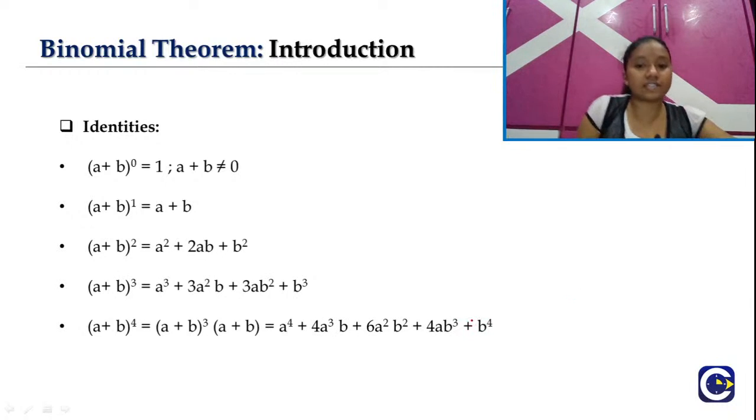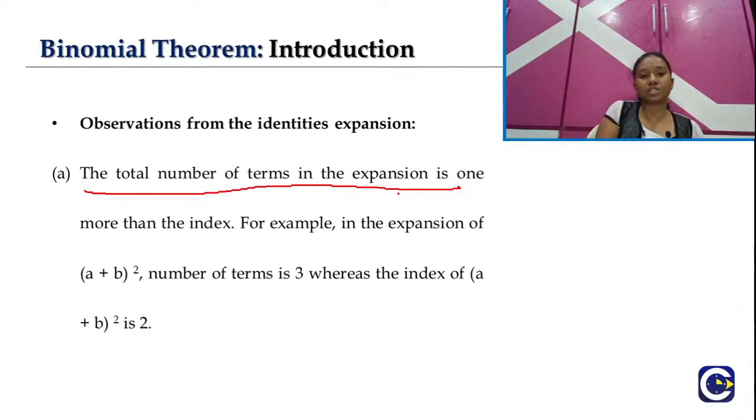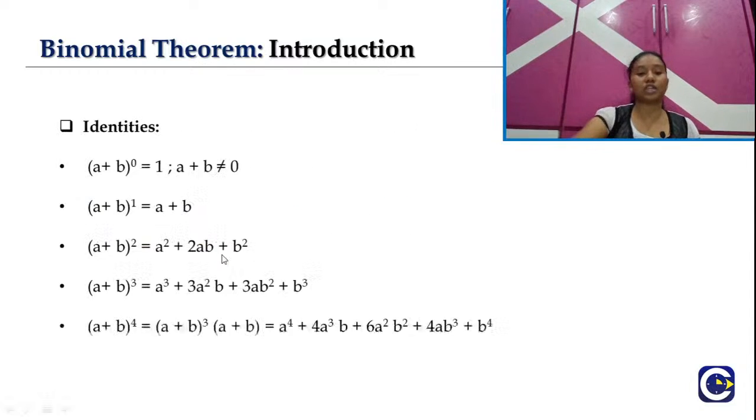So let's see the observations first. The total number of terms in the expansion is 1 more than the index. This will be our first and foremost observation from the identities which you have seen in our previous slide. So what is that? The total number of terms in the expansion is 1 more than the index. Let's see. Here, what is the index? Index is nothing but the power. Here for the first identity, power is 0. What are the terms? How many terms are in the expansion? 1. That means 0 plus 1 equals 1.